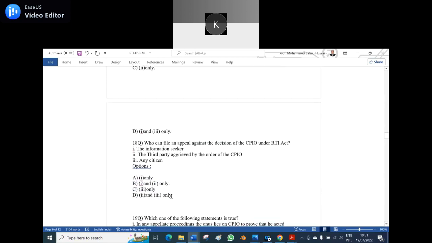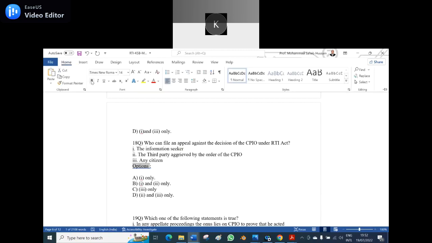Now, 18th question. Who can file an appeal against the decision of CPIO under RTI Act? 1, the information seeker. 2, the third party aggrieved by the order of CPIO. 3, any citizen. Options: A, 1 only; B, 1 and 2 only; C, 3 only; D, 2 and 3 only.